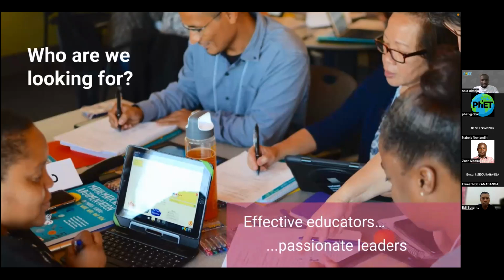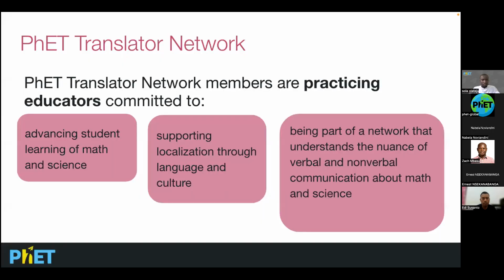So for us, it's more effective educators who are also passionate about seeing increased access and improving, of course, the teaching and learning of mathematics and science across the world. The PhET Translator members are practicing educators, like I mentioned, committed to advancing students' learning of maths and science. They're also committed to supporting localization through language and culture. And they're committed to being part of a network that understands the nuance of verbal and non-verbal communication around maths and science. So alongside working, we also ensure there's a community of support.